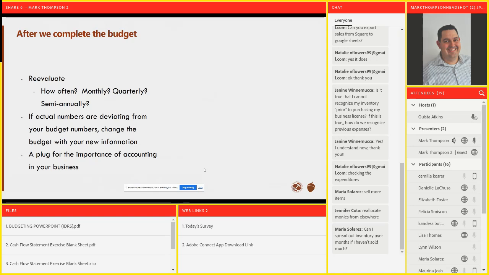anything else that's coming up? I need to check on that, just to make sure that I'm still on track. I'm meeting my financial goals that I want to meet. And if actual numbers are deviating, change the budget up with new information, right? That's the whole point, right? And that's the nice thing about building it on a spreadsheet. To change those numbers is very easy to punch in.